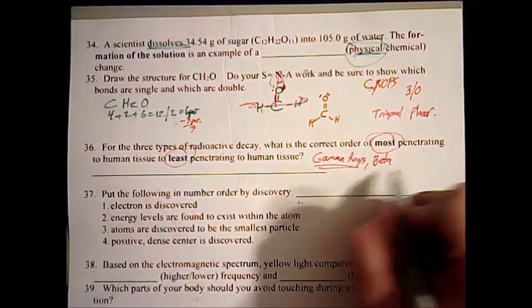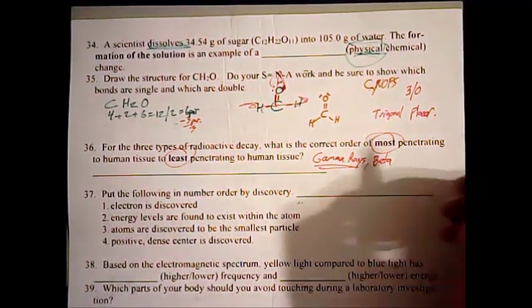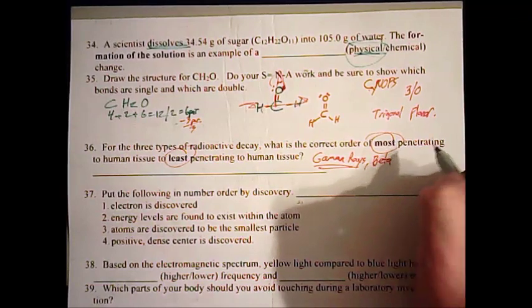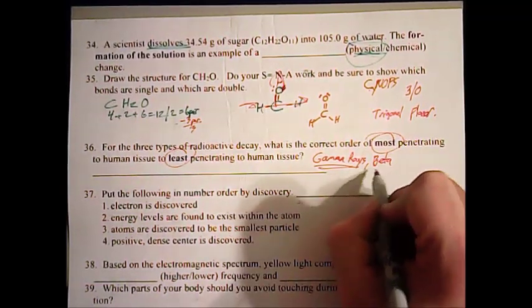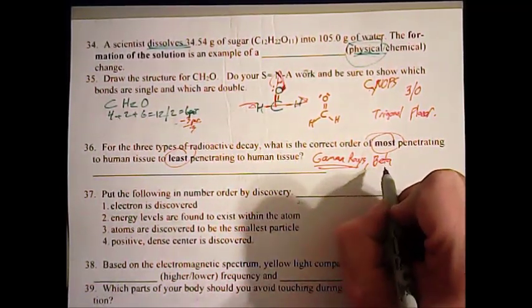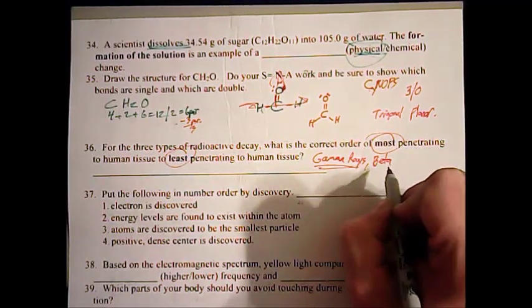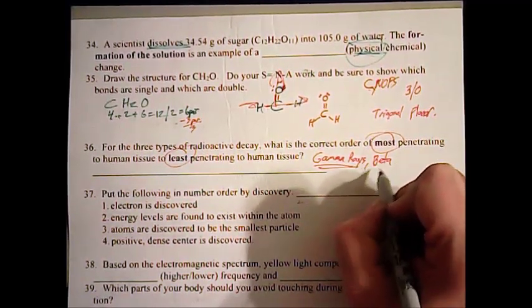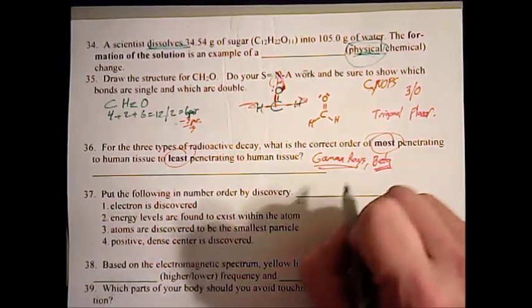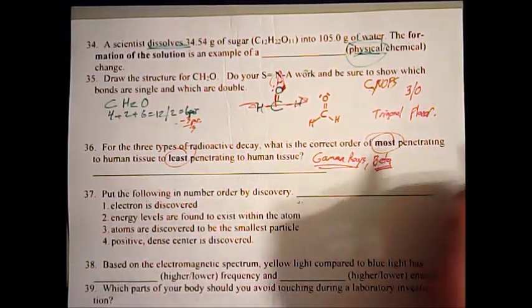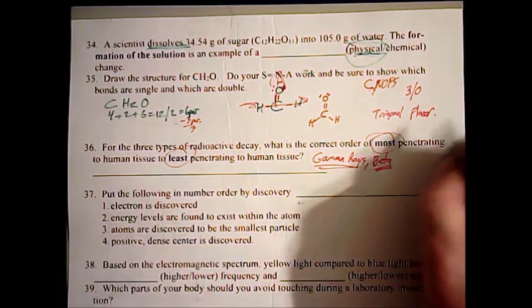After that, we have beta rays. Beta rays are like electrons, and electricity can shock us, right? Beta rays can actually get through your skin a little bit. They can cause a heck of a burn, generally a piece of aluminum foil is good enough to stop them, the way aluminum would stop electricity.